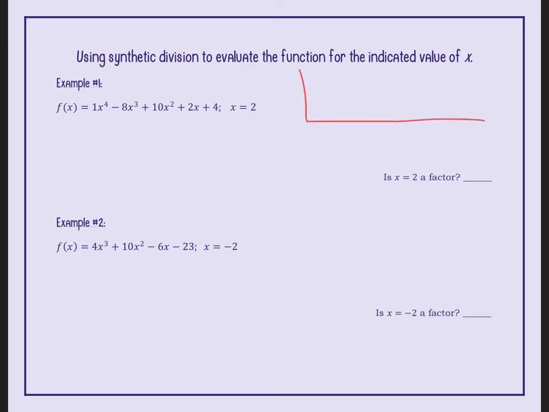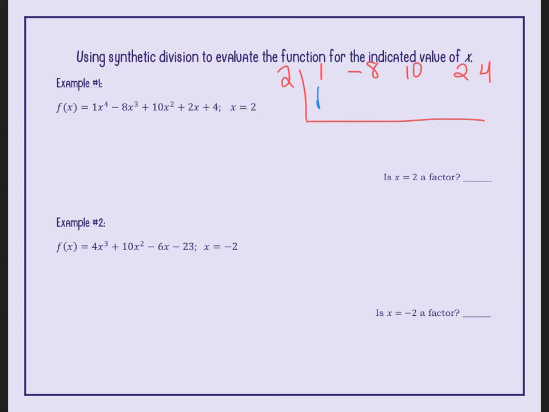And inside our box are all the coefficients of, this is x to the 4th, x to the 3rd, x squared, x, and then a number. There is no missing values of x, so therefore there are no zeros. So my coefficients go inside the box: 1, negative 8, 10, 2, and 4. And they already gave us that the 2 goes on the outside because that's what they said. They said x equals 2.